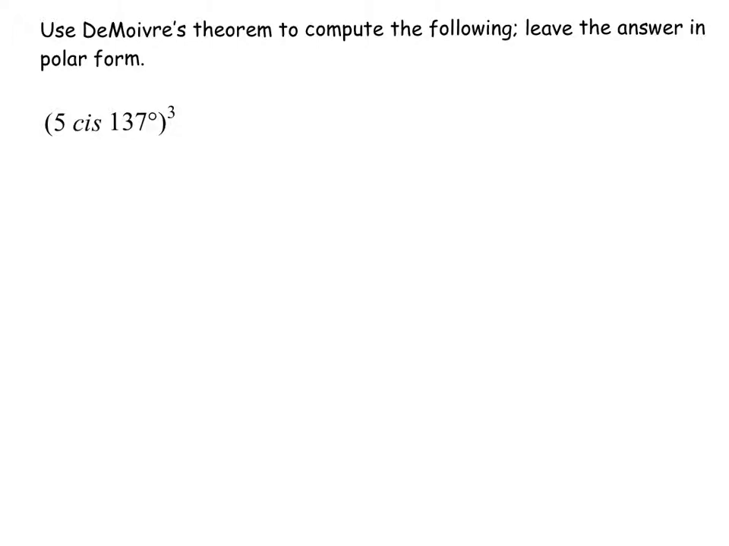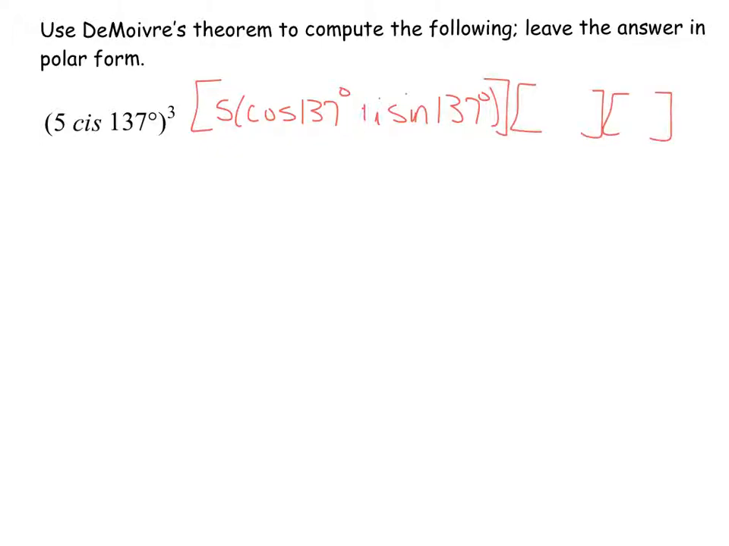All right, so here we have 5 CIS 137 degrees raised to the third power. What this means, what's inside here, and I'm going to write it using longhand, 5 cosine 137 degrees plus i times the sine of 137 degrees. It means all of that times itself 3 times, right? That's what raising something to the third power means. We could do it longhand. We could work it out. It would not be real fun.